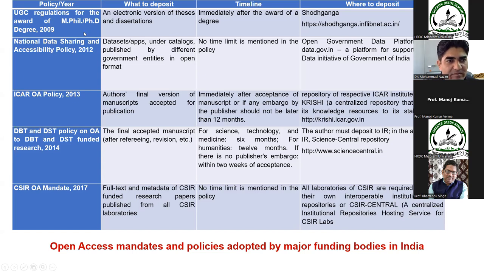So in our country, we can see these are the important bodies and institutions that have adopted open access mandates and policies. But still, there are many other funding bodies as well as different academic and research institutions that have no clear open access mandate and policies. That is why we are basically behind in the race of the open access movement.